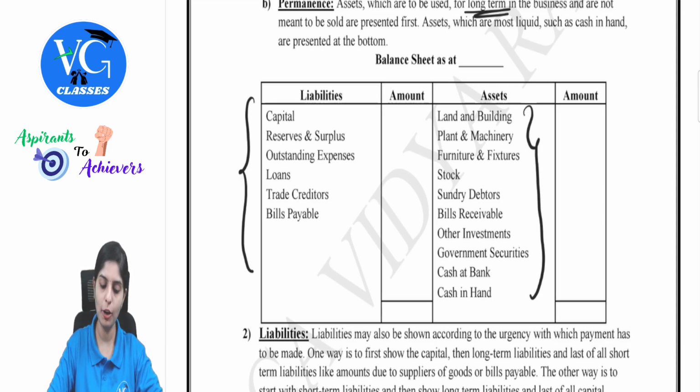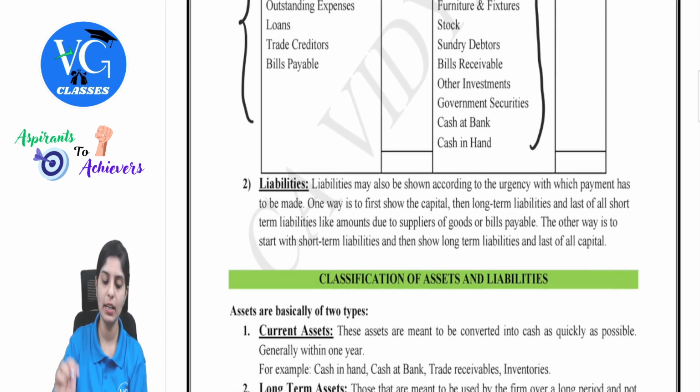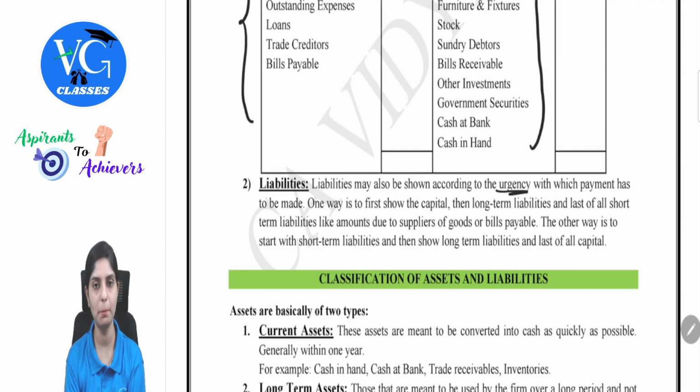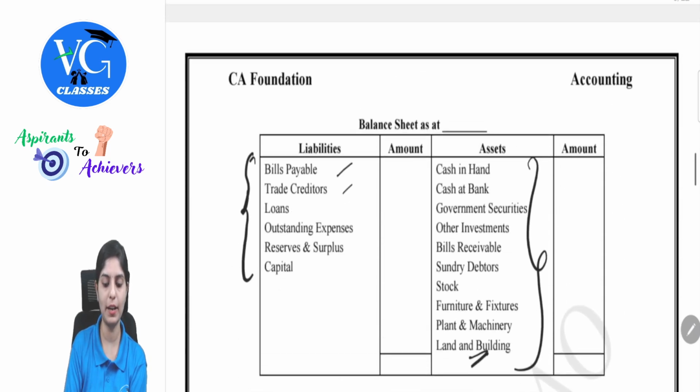Clear with this? For liabilities, there is no separate category like liquidity or permanence. Liabilities may also be shown according to the urgency with which payment has to be made. That is a separate category for liabilities. One way is to first show the capital, then long-term liabilities, and lastly all short-term liabilities. The other way is to start with short-term liabilities and then show long-term liabilities. So this is incidentally talking about what? The permanence approach, and this one is based on the liquidity approach. So this was the order of arrangement.